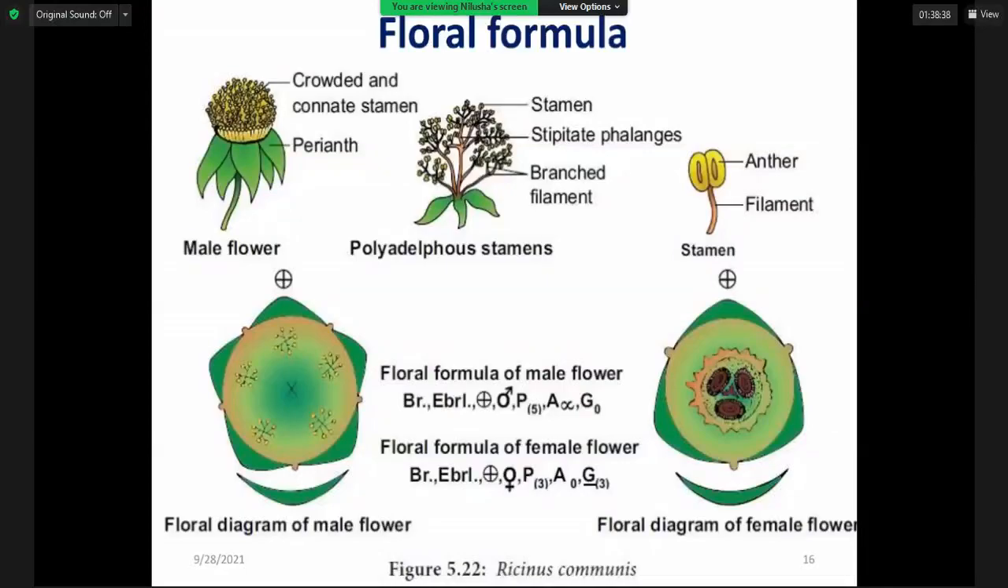Here also we write that the flower has a bract. Next is capital E B R L because of the absence of bracteoles. Next is also the same as the male flower because this flower also has the actinomorphic character. Until that point, it is the same as the male flower floral formula. Next here is capital P within bracket 3.